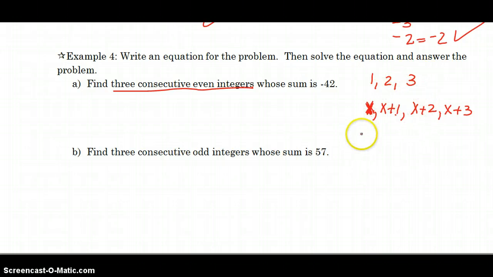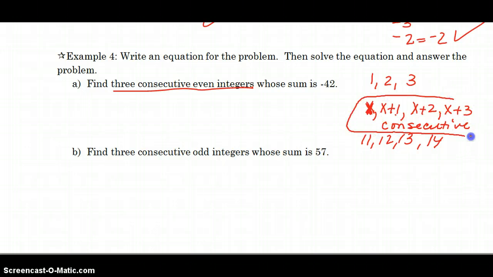What if our consecutive integers were 11, 12, and 13, 3 consecutive? Well, if x was 11, 11 plus 1 is 12, 11 plus 2 is 13, 11 plus 3 would give me 14. That's consecutive. So over here on the side, this is if it said find consecutive integers. Make yourself a note somewhere. This asks for consecutive even integers.